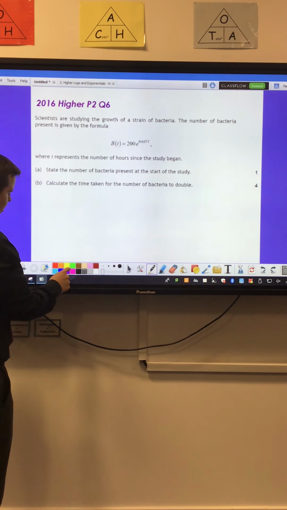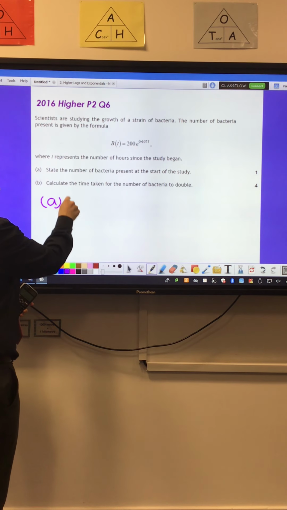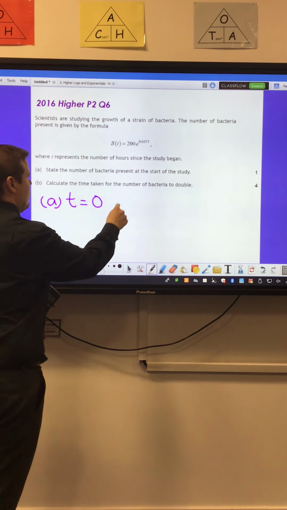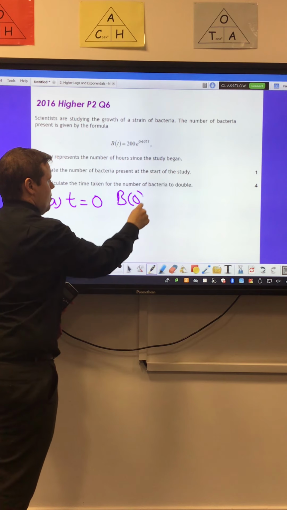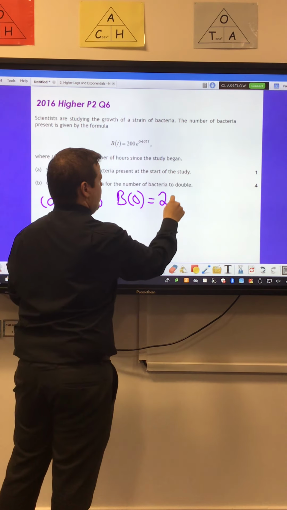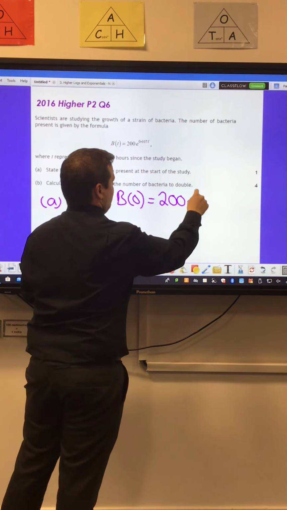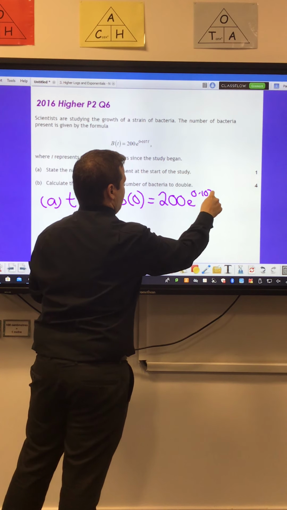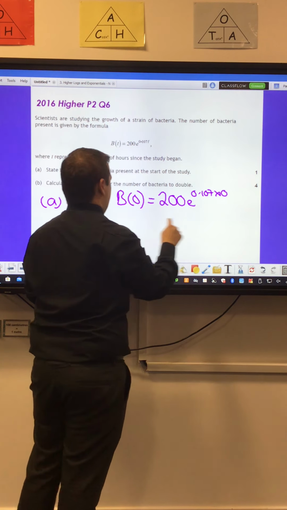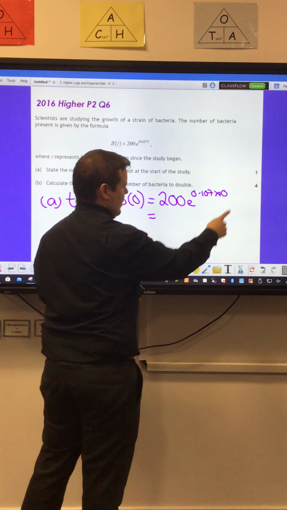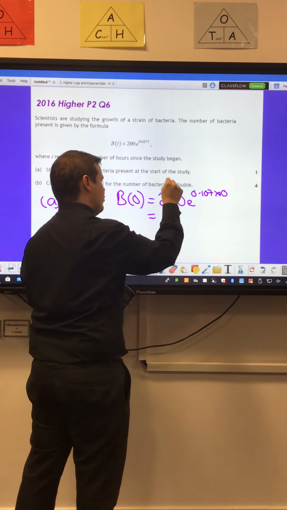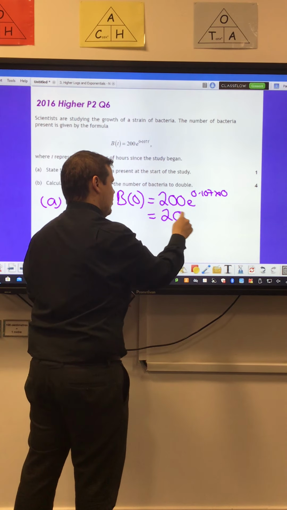Well, at the start of the study, your time equals 0. So, B of 0 is 200e to 0.107 times 0. Hopefully you remember that anything to the power of 0 is 1, so that's 200 times 1, which is 200.